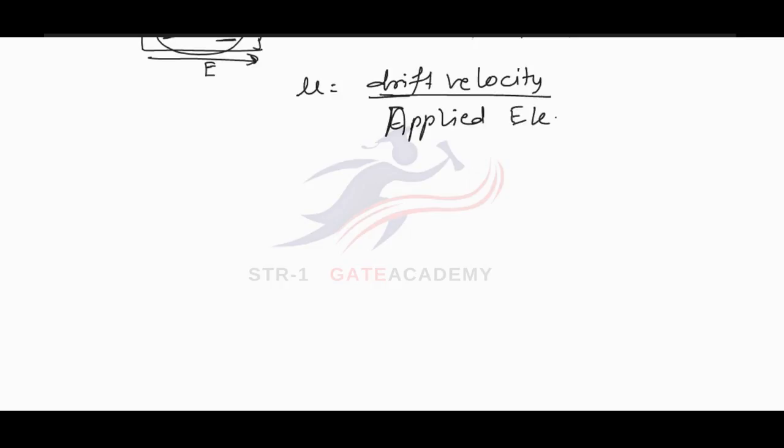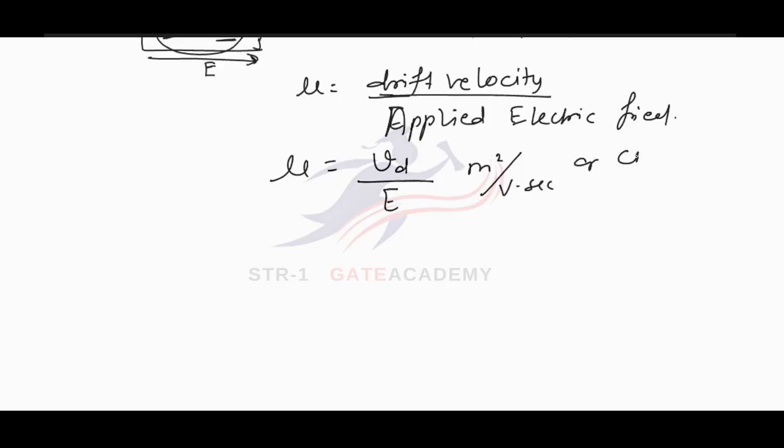Mobility is mathematically defined as mu equal to drift velocity per unit applied electric field. Drift velocity will be represented with Vd and applied electric field will be represented with E. The unit for mobility is meter square per volt second or centimeter square per volt second.